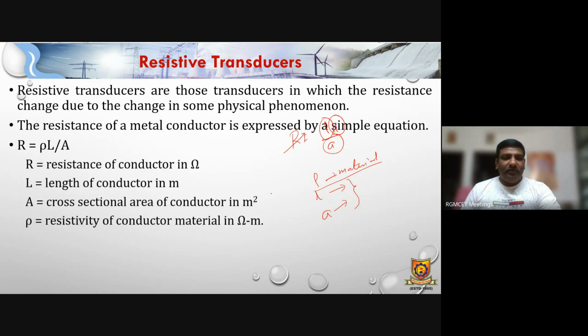So we know the formula, that's what we explained: R = ρL/A. R is in ohms, L is in meters, A is in meter square, and the resistivity of the conductor is in ohm meter. So in order to change the R value, the L, A, and ρ values are going to be changed.